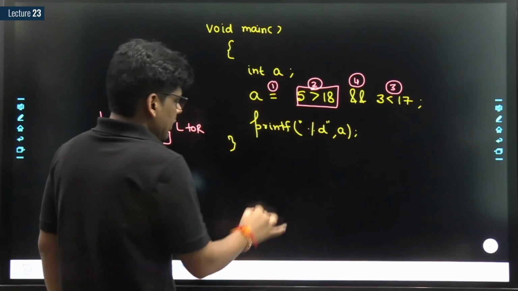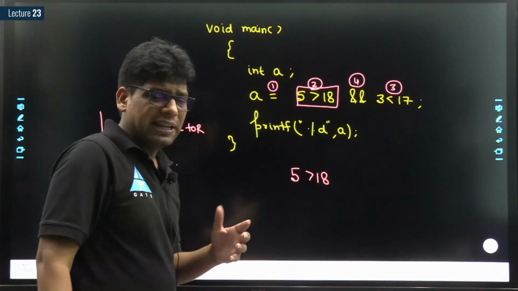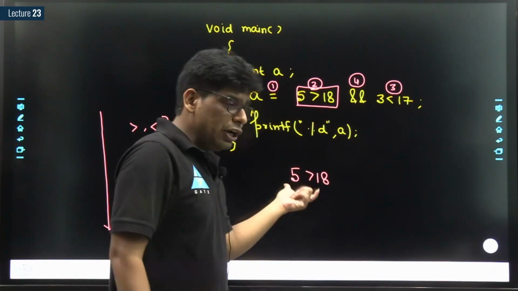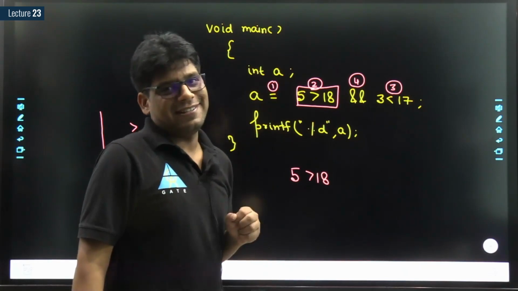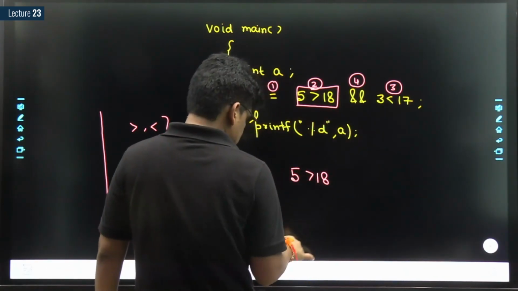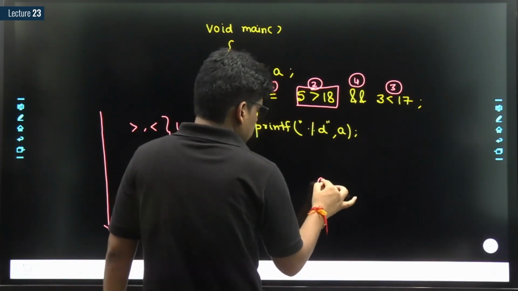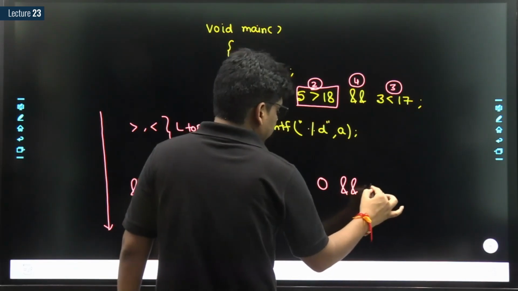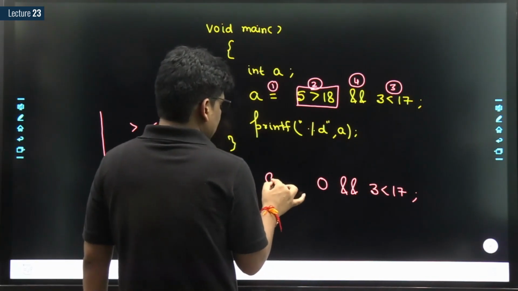So what is the answer? 5 greater than 18. Is it true that 5 is greater than 18? No, sir. Since it is not true, that means it is false. What is the output of this? 0. That means this whole is replaced by 0. So 0 && 3 < 17, A is equal to.